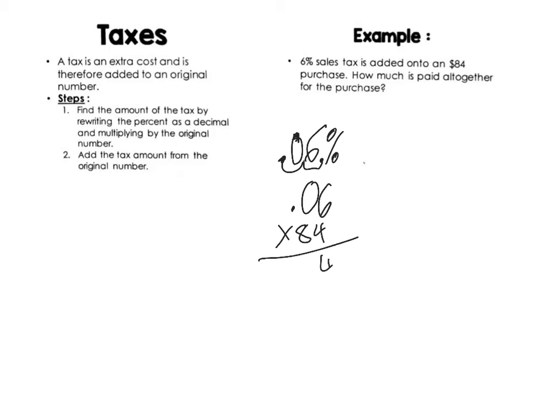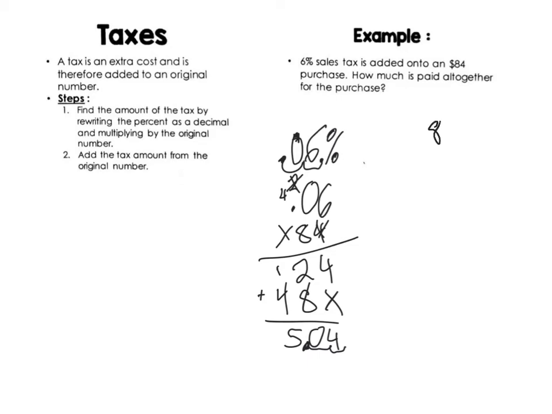4 times 6 is 24, carry the 2. 4 times 0 is 0, plus 2 is 2. Add the x for place value. 8 times 6 is 48. 8 times 0 is 0, plus 4 is 4. Now we add, we got 4, 10, carry the 1, and 5. Now we have 2 decimal places, so we have to move it over 2 decimal places. So we get $5.04.